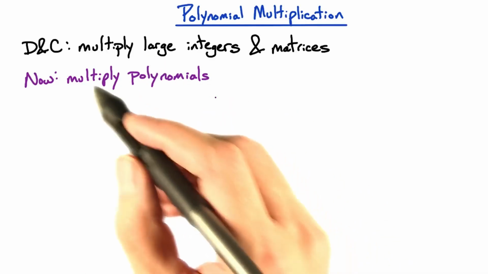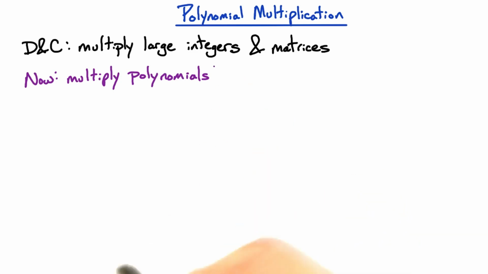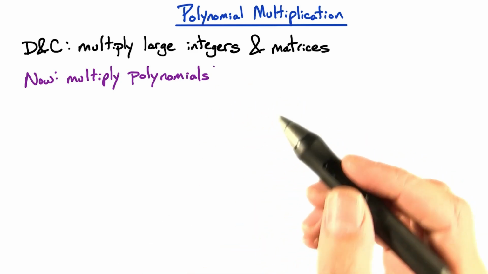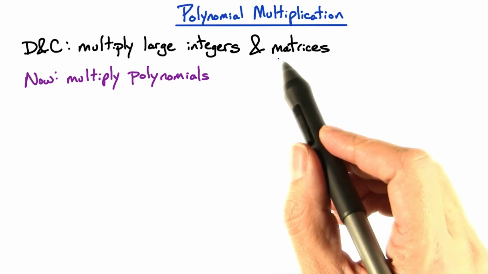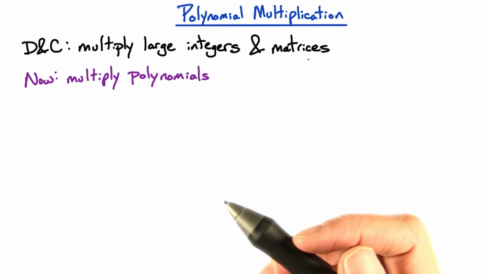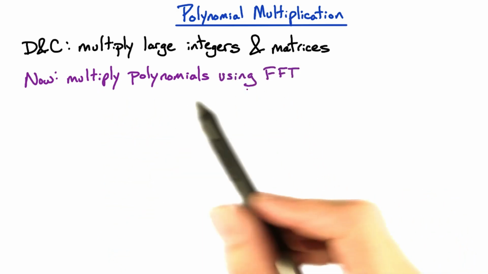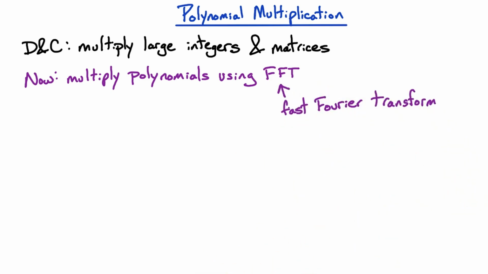What we've seen so far is how to use divide and conquer in a clever way to multiply large integers. So for n-bit integers, we were able to compute their product in time better than order n squared. A similar idea applies to matrices as well. What we're going to do now is multiply polynomials. And to do this, we're going to use the beautiful divide and conquer algorithm known as FFT. FFT stands for Fast Fourier Transform.